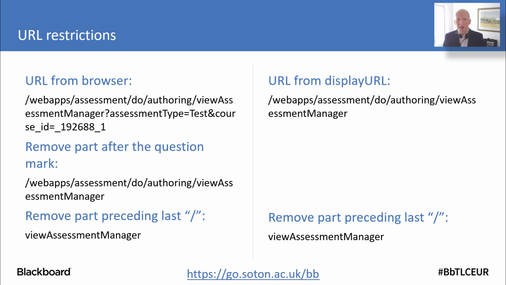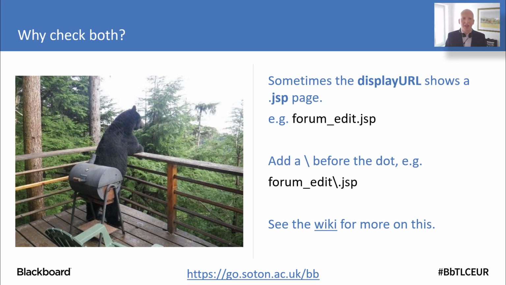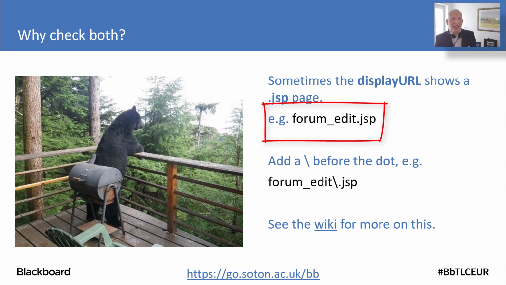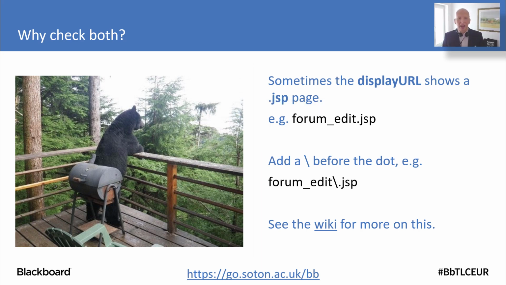There's a few more bits to do it, but why should you check both? Because sometimes they are different. Sometimes you get a .jsp page. If you get a .jsp page, then having done that first step where we removed everything up to the last / and just kept the last bit, when we have .jsp at the end, we need to add a / just before the dot.